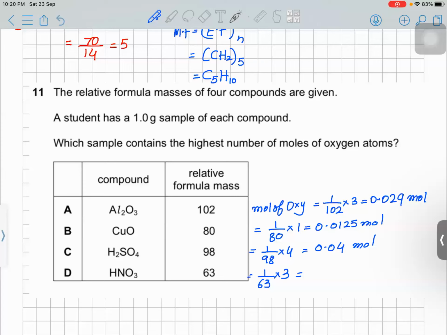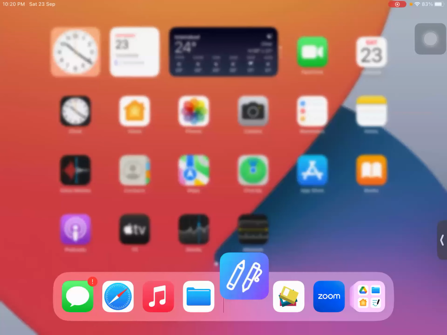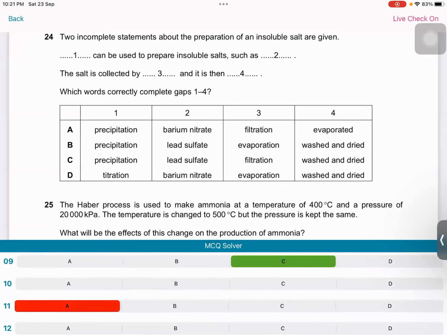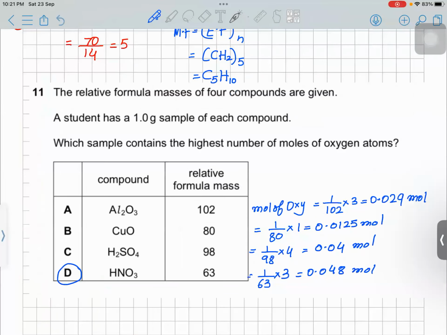0.048 mole. So which one is greater? Third, the last one. This is question number 11. So D is the answer. Yes, D is the answer. Correct.